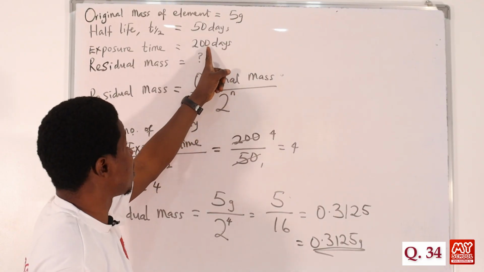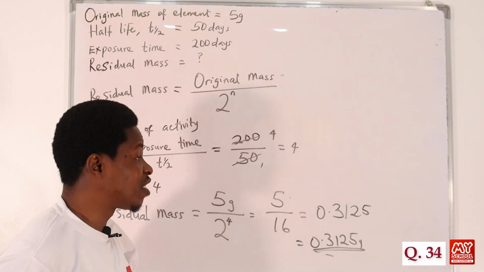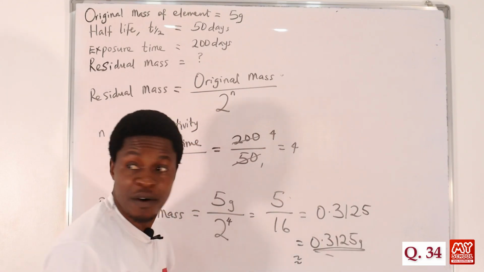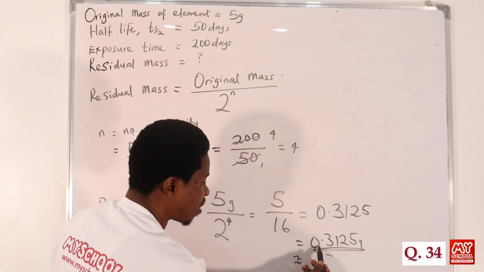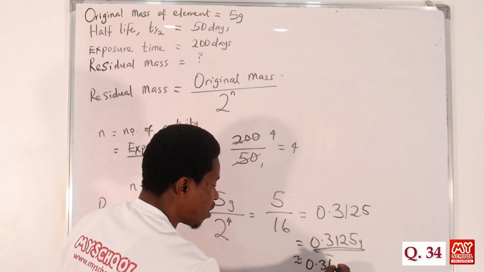After 200 days, the radioactive sample has undergone decay, and what is left is 0.3125. So you can make that to 2 decimal places, because from the options they are all in 2 decimal places. So 2 decimal places, 1, 2. This is 2, 0, so that is 0.31 gram.